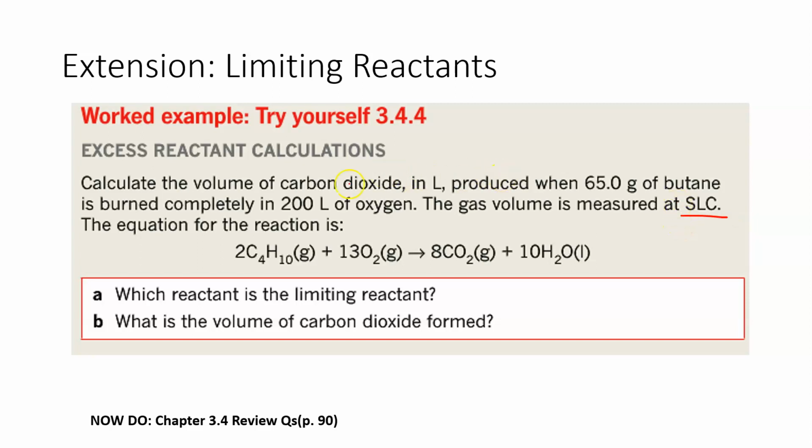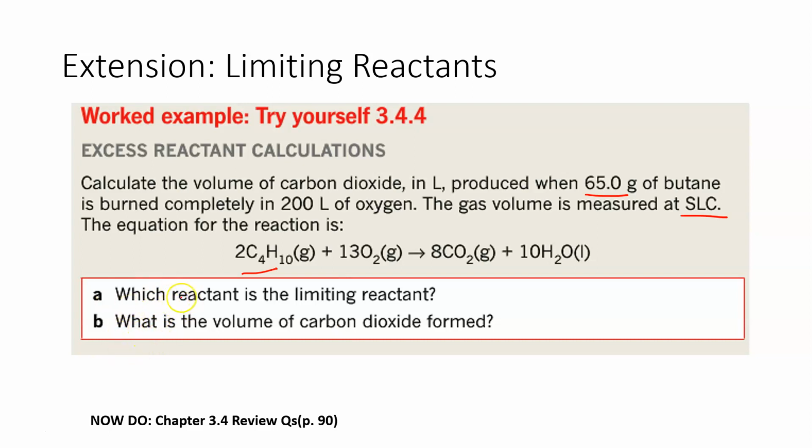We know if 65 grams of butane has been burnt completely, then butane is going to have to be the limiting reactant. Otherwise, we wouldn't have complete combustion. If oxygen was limiting, then we would have incomplete combustion. But we can work this out, remember, by working out the number of moles of the 65 grams of butane.